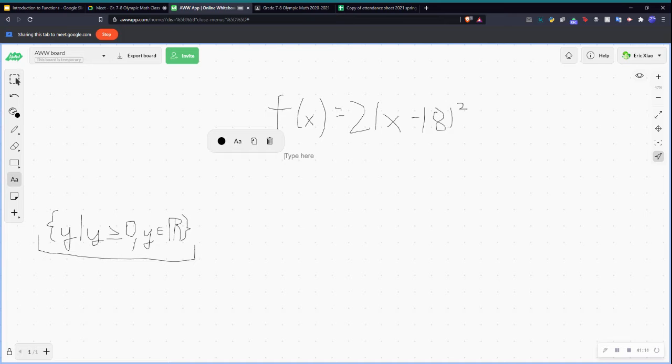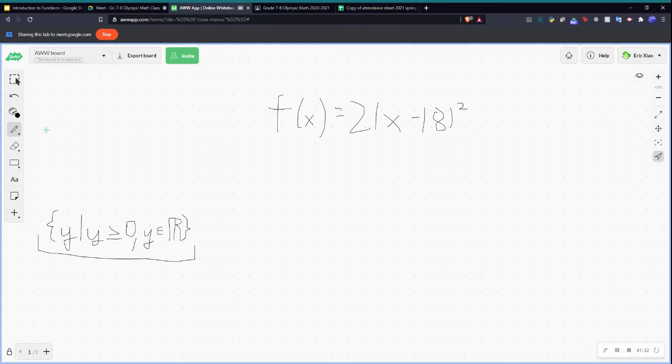So if you want to find out all the transformations, first we look at reflections. So see any negative signs? We don't see any negative signs right here. So it means we can ignore the reflections. Now we move on to dilations. Do you see any dilations? Of course. We see that there's a 2 in front of this x minus 18 squared.